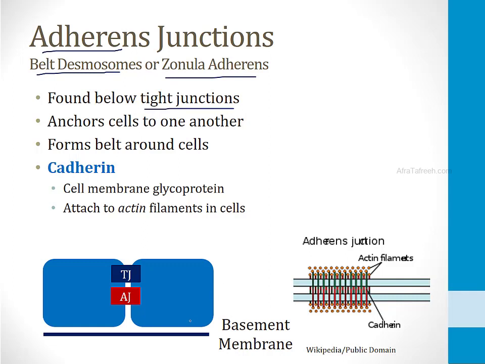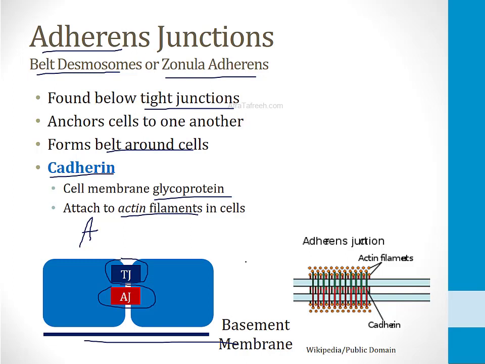So if you look at my drawing on the screen here, we've got a basement membrane, we've got the apical side over here. The tight junctions tend to be the most apical junctions, and below those is where you tend to find the adherens junctions. They form a belt around the cells and they link the epithelial cells together. And one of the major proteins you find in these types of junctions is called cadherin. This is a cell membrane glycoprotein, and what it does is it attaches to actin filaments you find inside the cells.